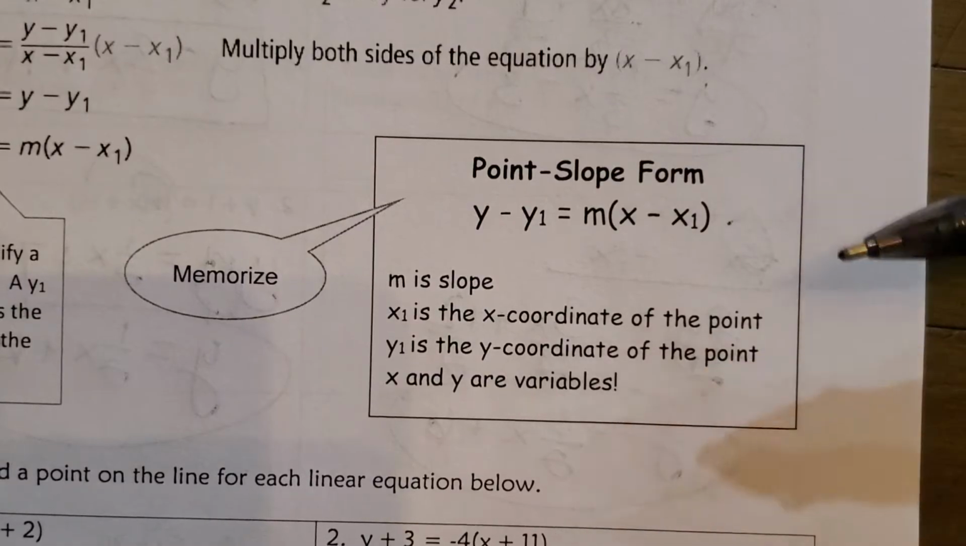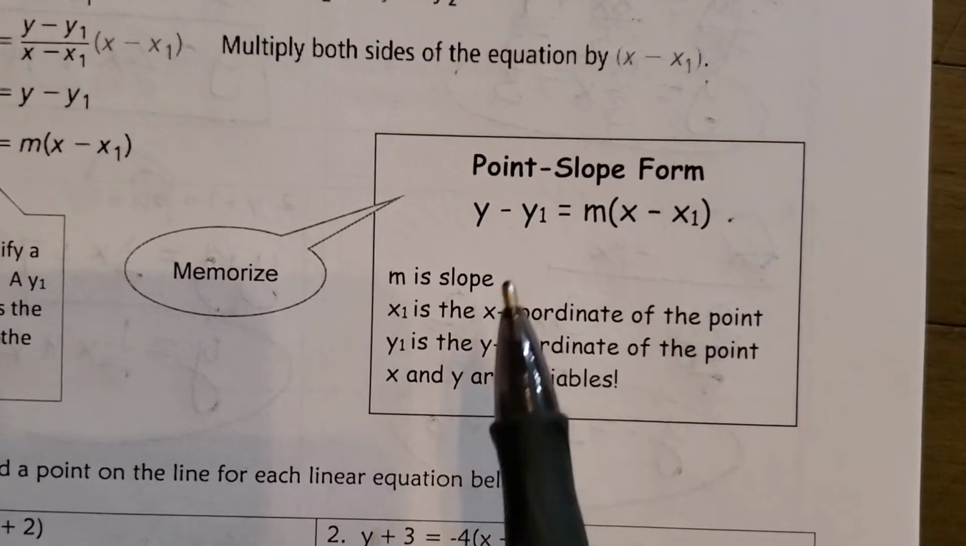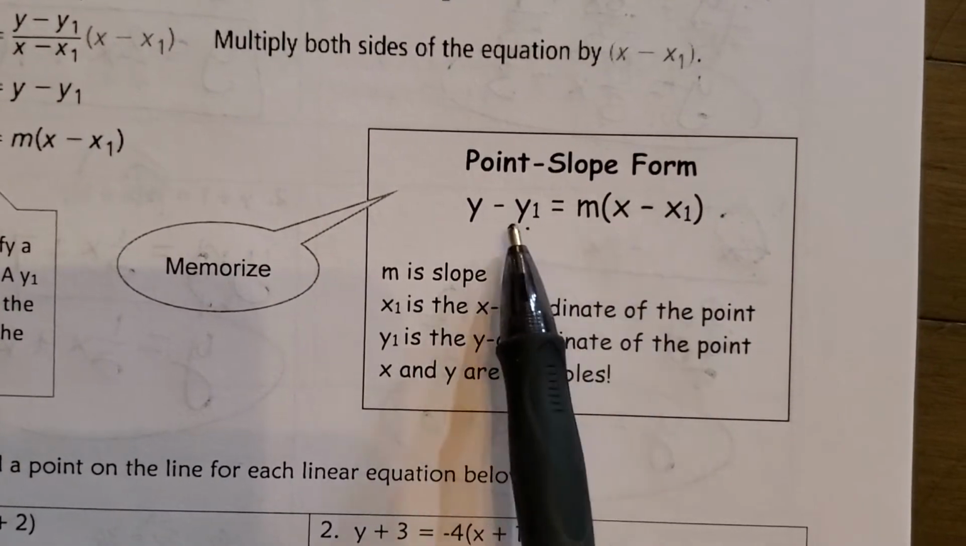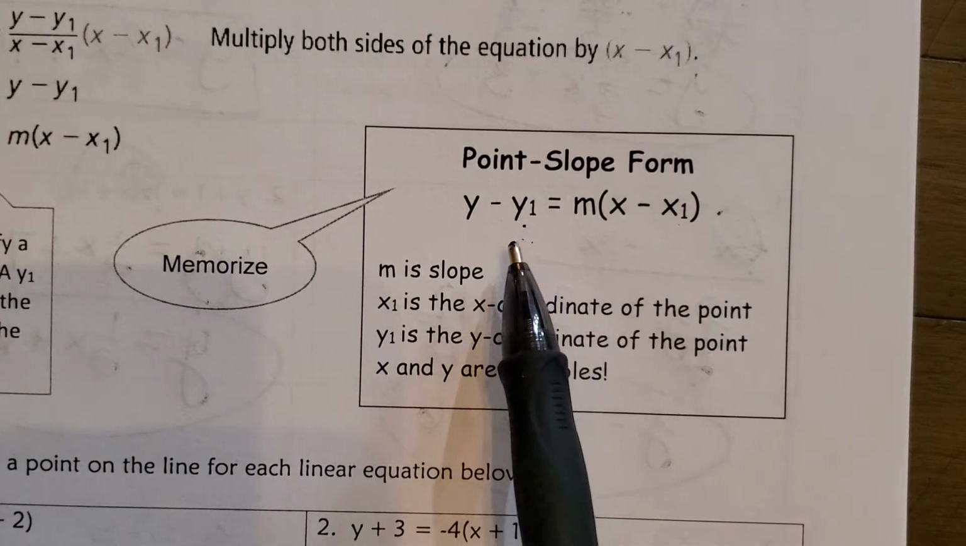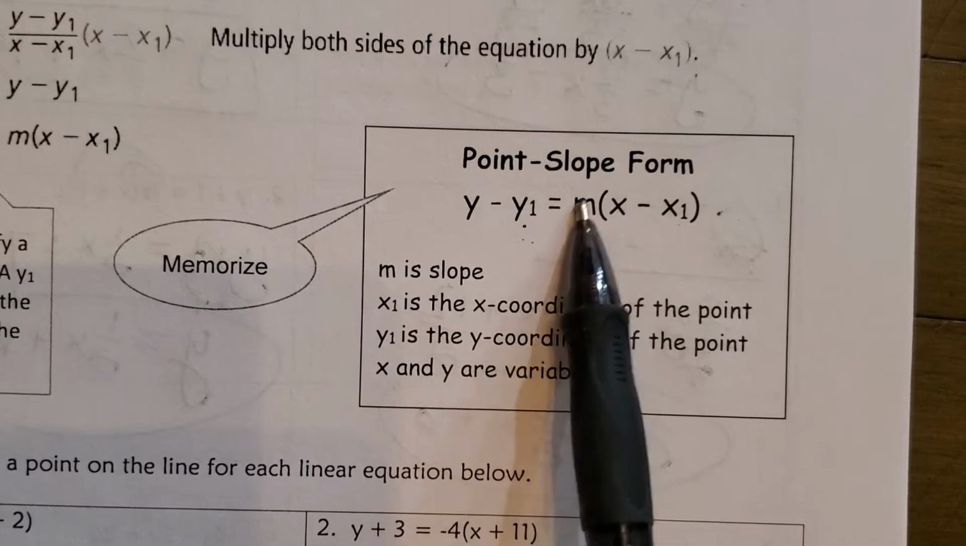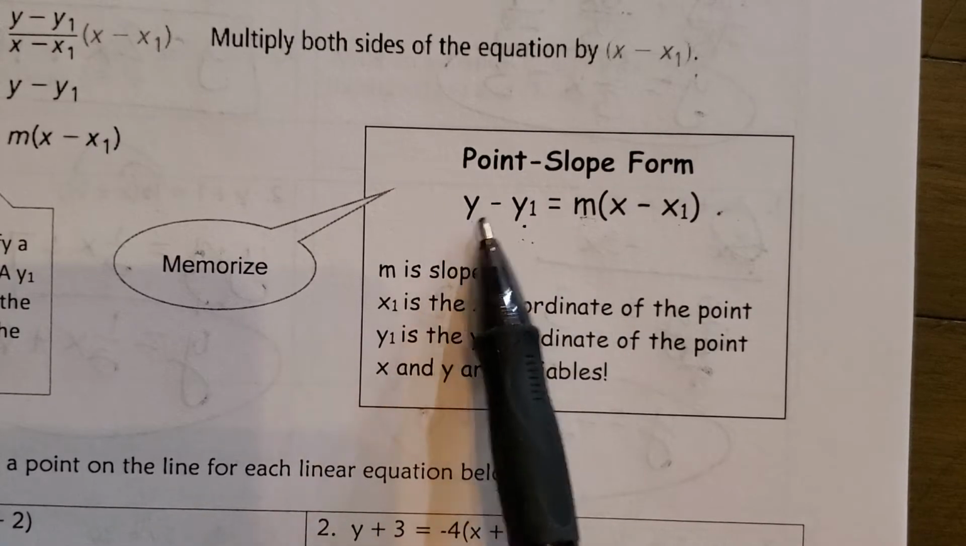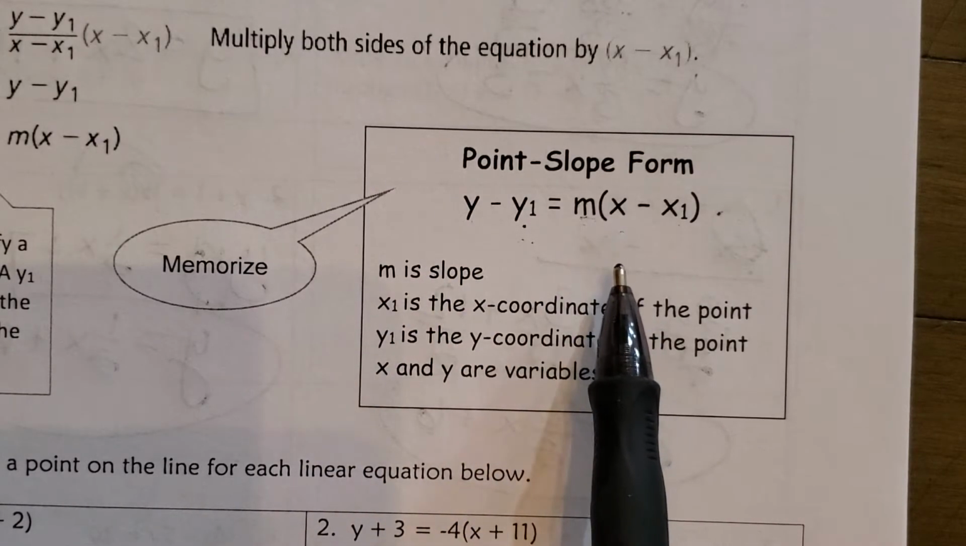Now, point-slope form is a form of a linear equation where you have these x sub 1 and y sub 1. Remember, those are coordinates from a point. The subscripts just tell us that it's from point number 1. The m still stands for slope. This y and that x are still actually a y and an x.